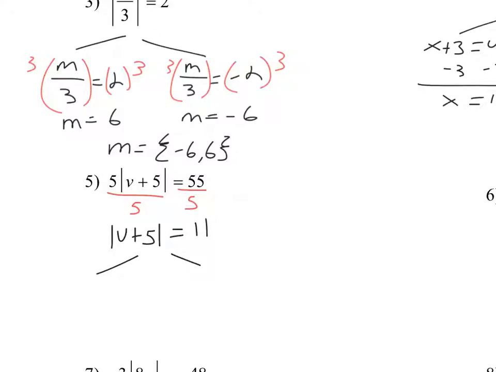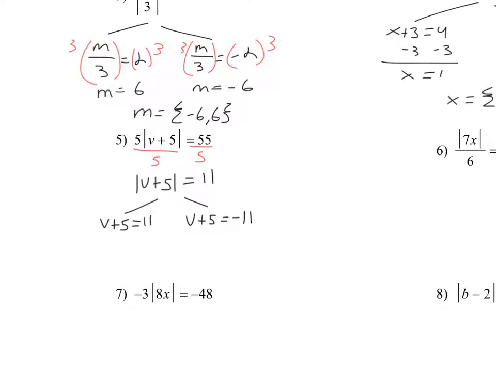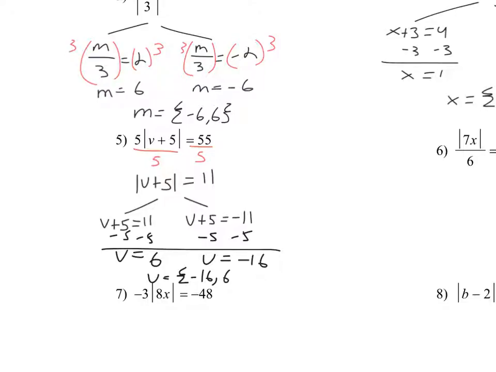And now you go ahead and split it. We get v plus 5 equals 11, and v plus 5 equals -11. And if you subtract 5 on both sides of both equations, you end up getting v equals 6 and v equals -16 as your solution set. So we have -16, 6.